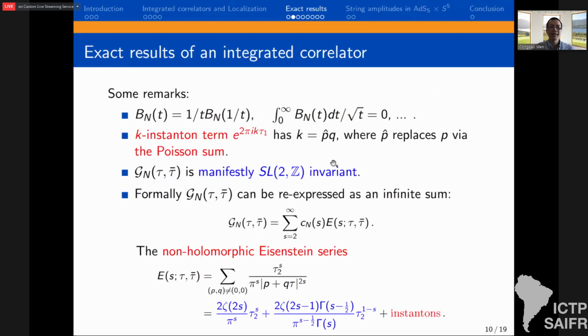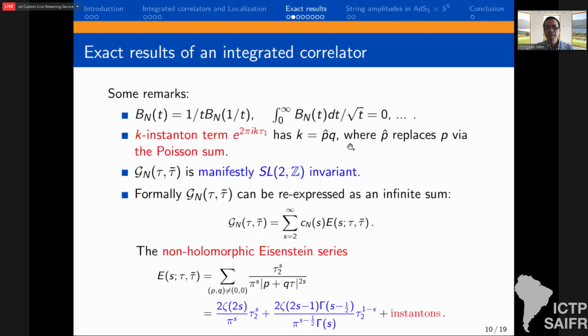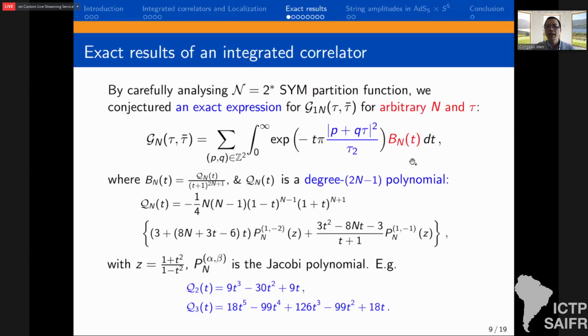Another important property is that this is manifestly SL(2,Z) invariant. That's simply because of how the complex coupling appears in this particular way, and since we sum over integers, it's easier to show this is SL(2,Z) invariant. Another property is that one may re-express the result in terms of an infinite sum of non-holomorphic Eisenstein series with some coefficients, which I don't show here. This can be obtained by simply taking this rational function, expanding around t equal to 0, and integrating order by order.